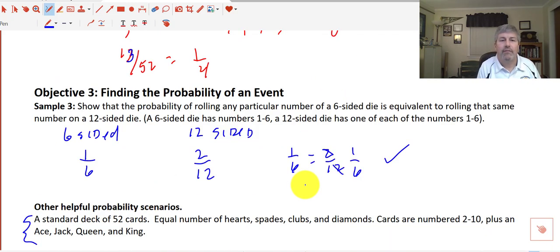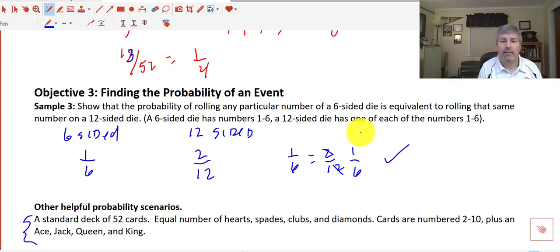Our third objective, finding the probability of an event. Show that the probability of rolling any particular number on a 6-sided die is equivalent to rolling that same number on a 12-sided die. So recall our 6-sided die has the numbers 1 through 6, while a 12-sided die has each of the numbers 1 through 6, but twice. So that should say 2 of each of the numbers 1 through 6.